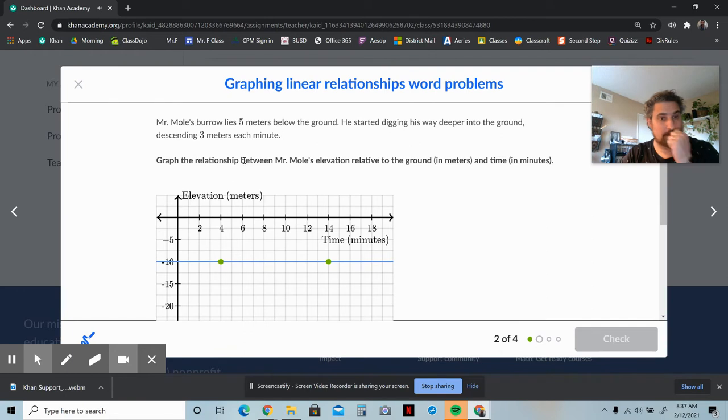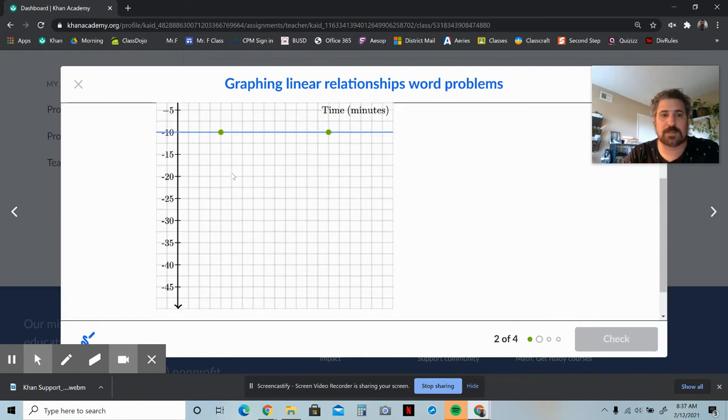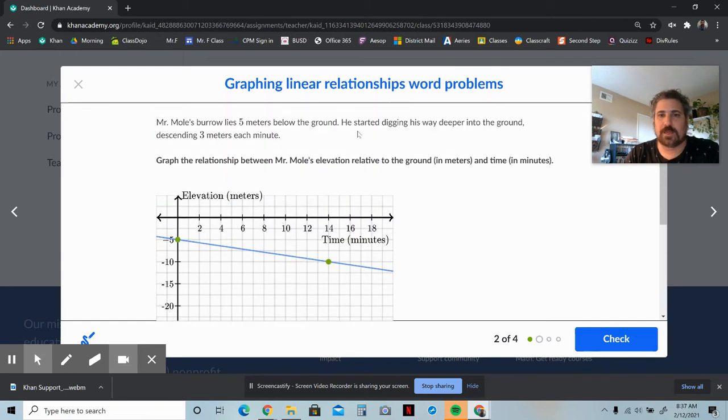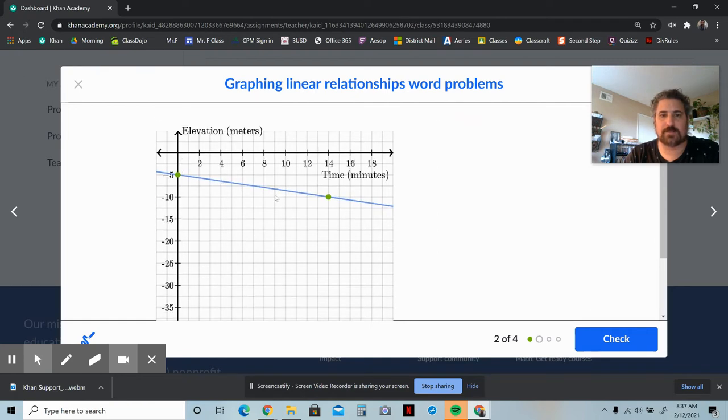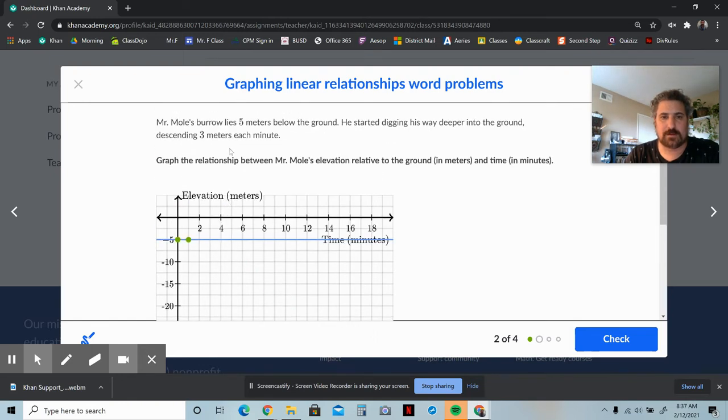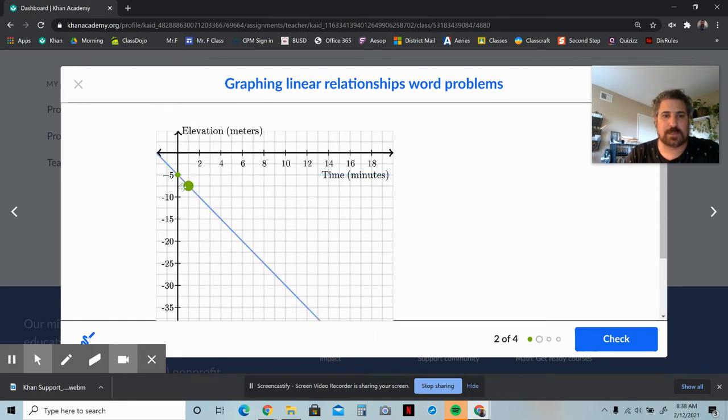Okay, the next one says, Mr. Mole's burrow lies 5 meters below the ground. So where does he start? He starts at an elevation of -5. He started digging his way deeper into the ground, descending 3 meters each minute. So every time the minute increases by 1, his height decreases by 3 meters. So basically, he started at (0, -5).